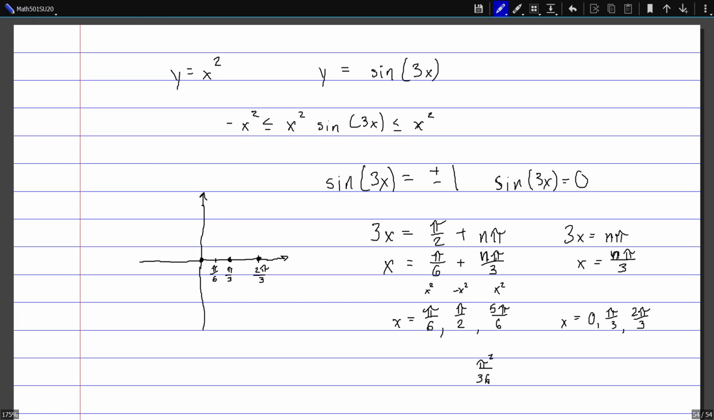A little bit unusual, all things considered, and this is going to continue to happen here. At pi over 2, we're going to actually be hitting negative x squared, where x is again pi over 2. So this will be negative pi squared over 4. Where are we going to land when x is 5 pi over 6? Well, sine is going to output 1. So x squared is actually going to be in the driver's seat. So this will be 25 pi squared over 36.